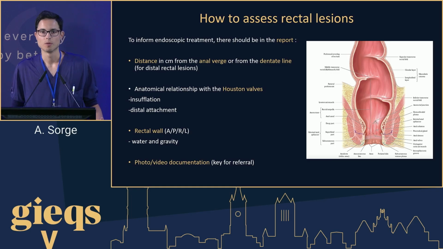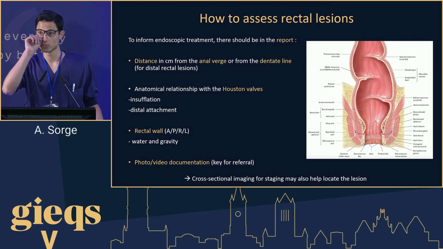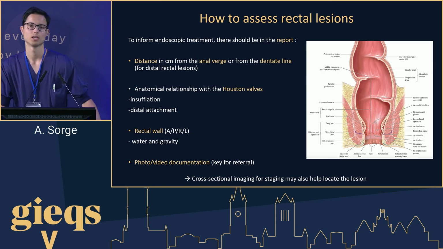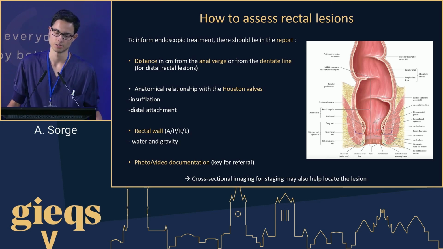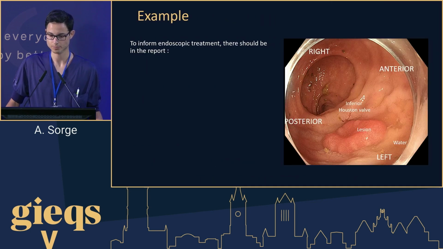Of course, photo and possibly video documentation for referral are essential. So we also often send these lesions for a local staging with MRI, for example, and these cross-sectional imaging techniques can help us a lot to also localize the lesion.